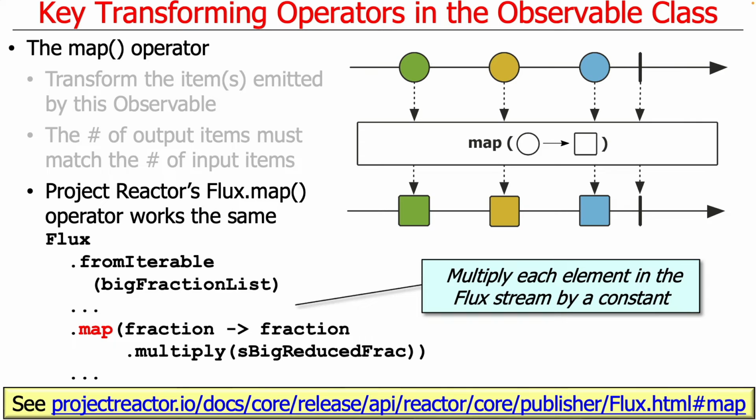And here's a simple example where we're multiplying each element in the flux stream by a constant. That doesn't change the type, it just changes the value, unless the multiplication reduced big fraction thing is 1, in which case it won't change it. But otherwise, it'll change it by some amount. And you can see, here are the inputs, and it does the transformations. There are the outputs.